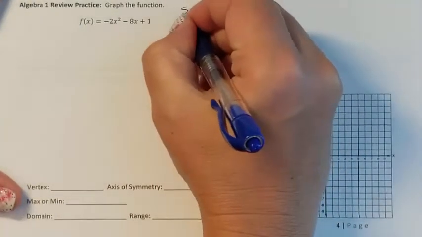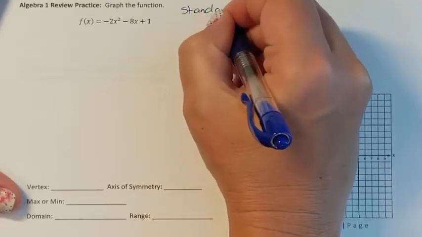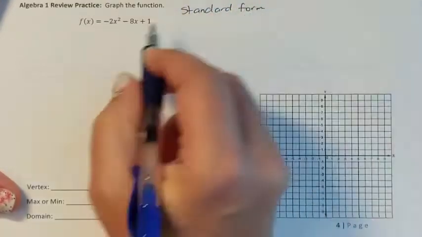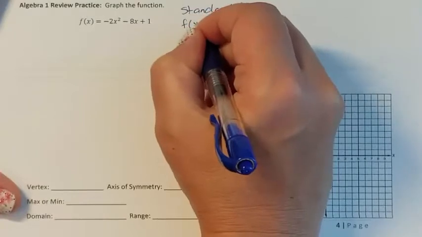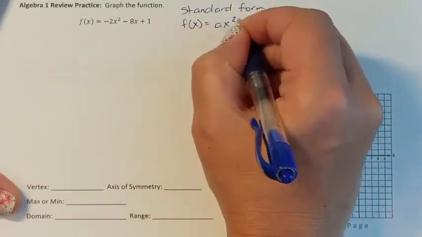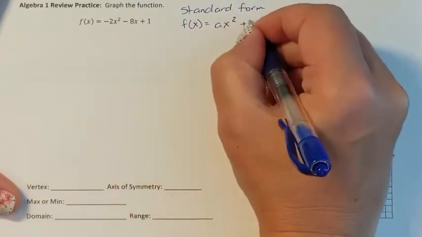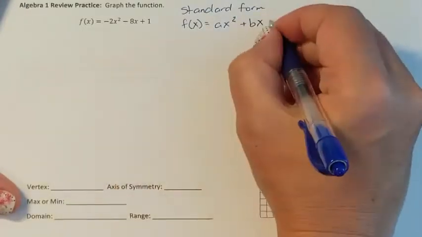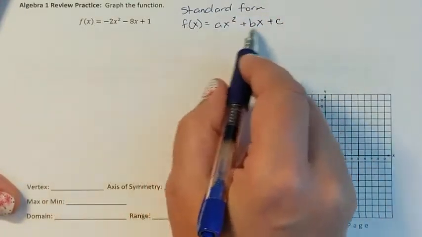So I know that this is in standard form. How do I know that this is in standard form? It's because I do not see any parentheses, and it matches the form ax squared, because there's a number x squared, plus bx, there's a number bx, plus c. So it is in standard form.